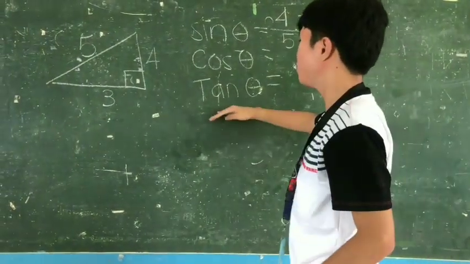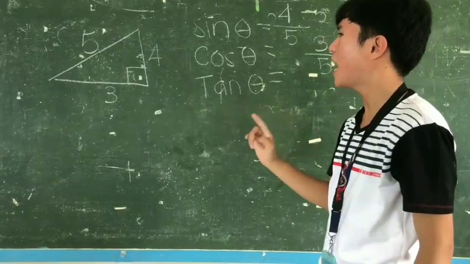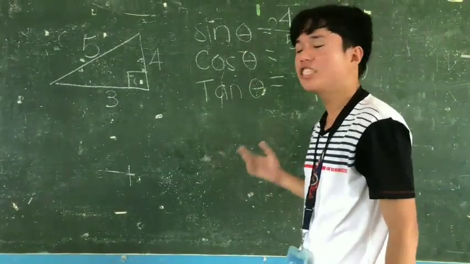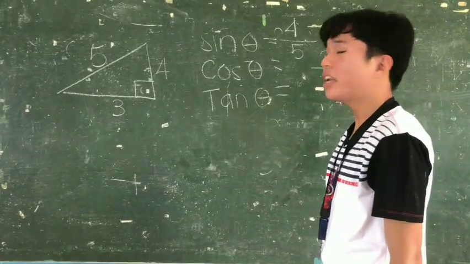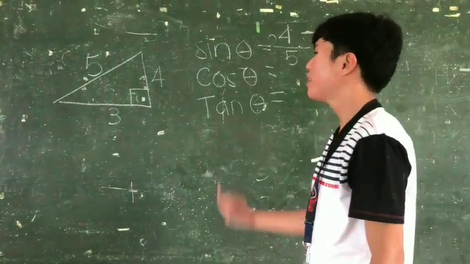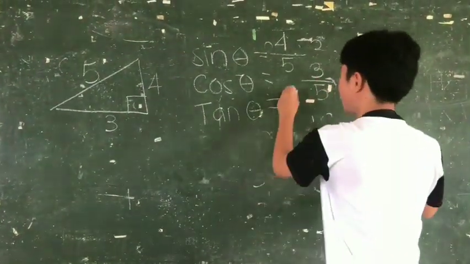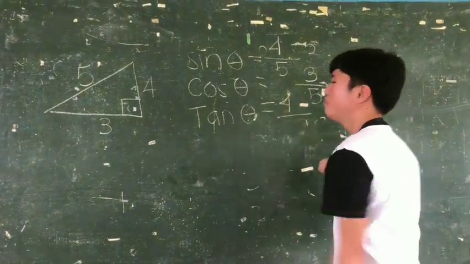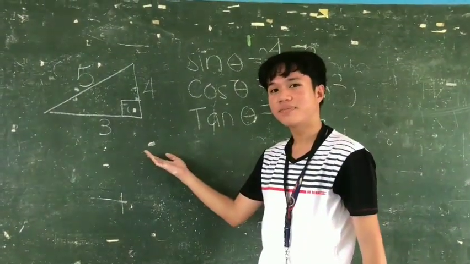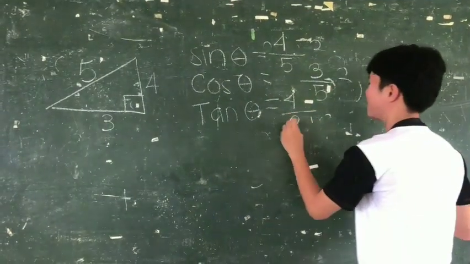Next, when we're looking for tangent, we must have the opposite and the adjacent numbers. So we got 4, the opposite, over our adjacent, number 3.